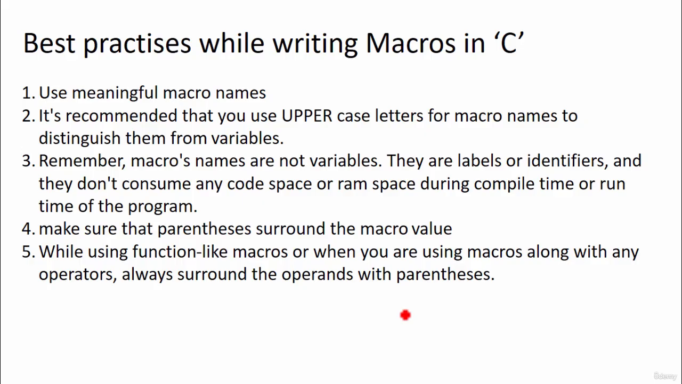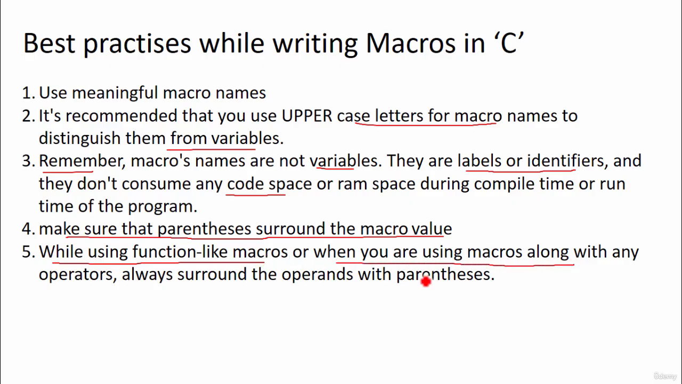So that's why, best practices while writing macros in C: use meaningful macro names. It's recommended that you use uppercase letters for macro names to distinguish them from variables. Remember, macro names are not variables. They are labels or identifiers, and they don't consume any code space or RAM space during compile time or run time of the program. Make sure that parentheses surround the macro value. While using function-like macros, or when you are using macros along with any operators, always surround the operands with parentheses.